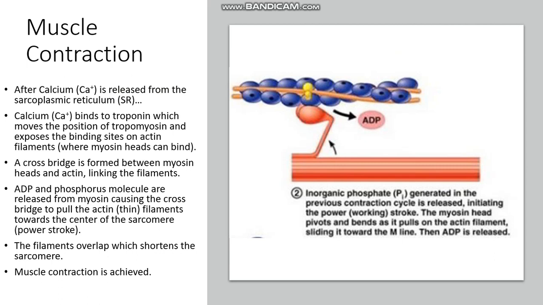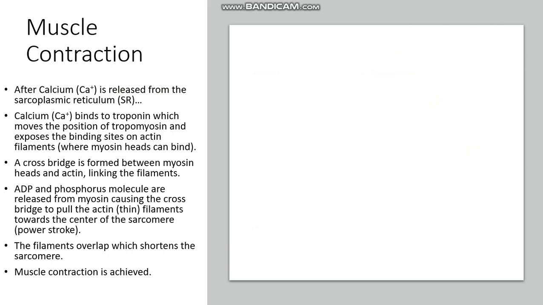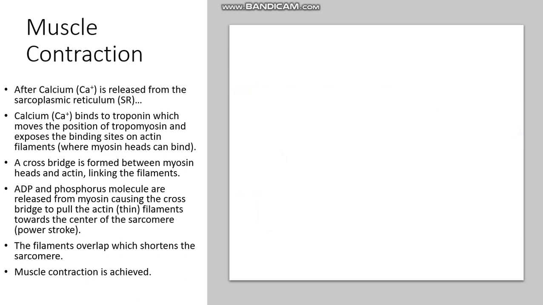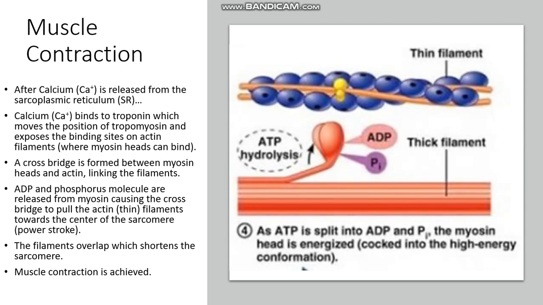For the filaments to go back to a resting state, first an ATP will attach to the myosin head, and the cross bridge will detach. Then ATP will split back into ADP and phosphorus, and the myosin head will be re-energized, cocking it back into its resting state.